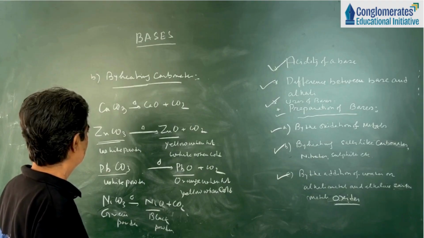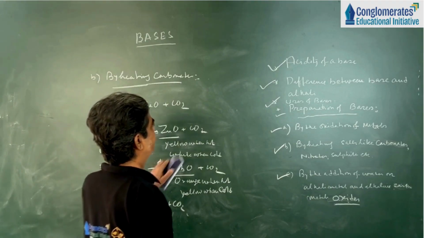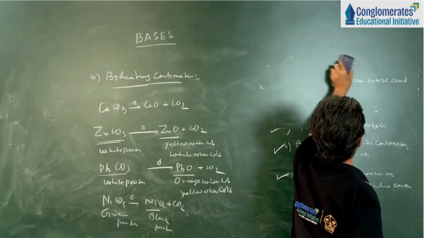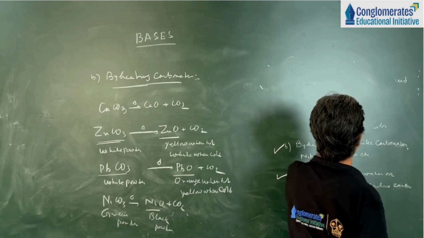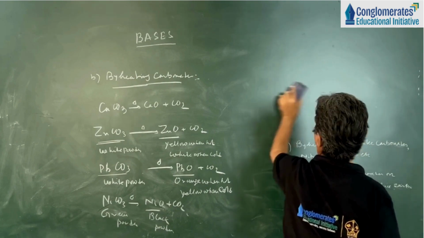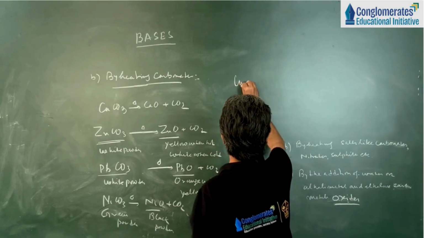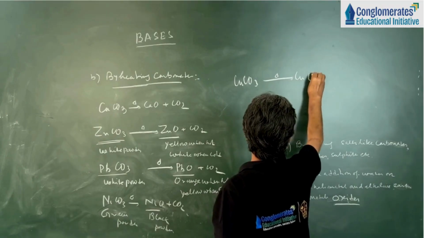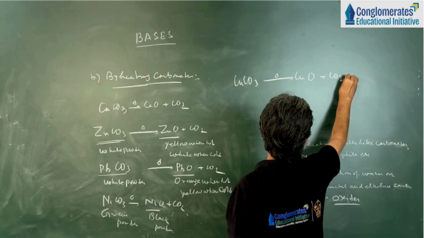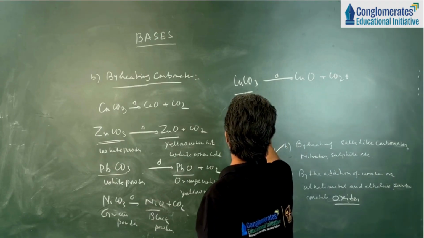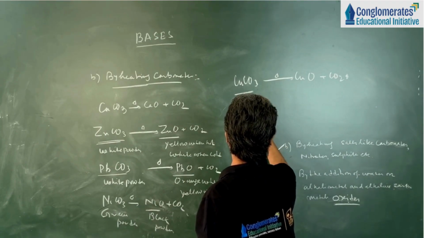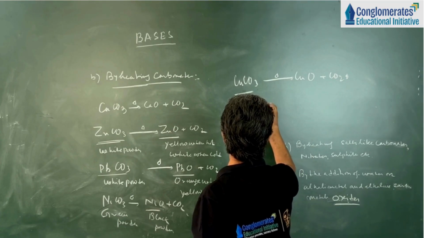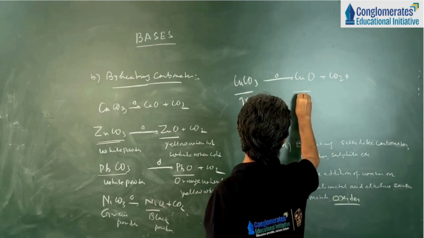There are more examples. One more I will give you. That is copper carbonate, the last example regarding carbonates. Copper carbonate, CuCO3, gives CuO plus CO2. Copper carbonate is a green powder, and copper oxide is a black powder.